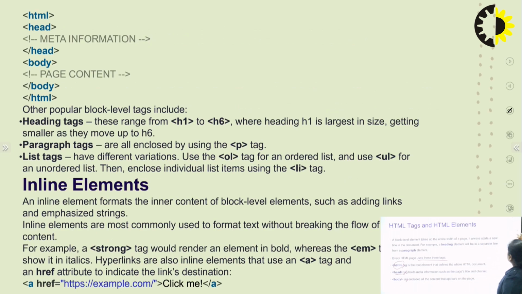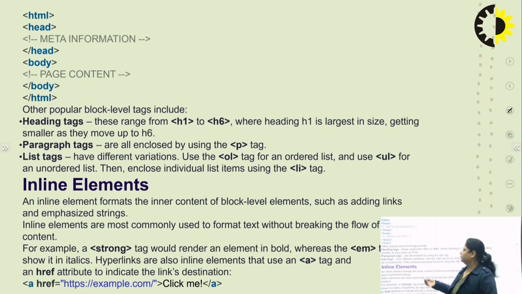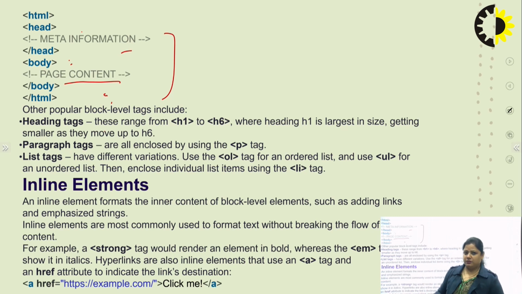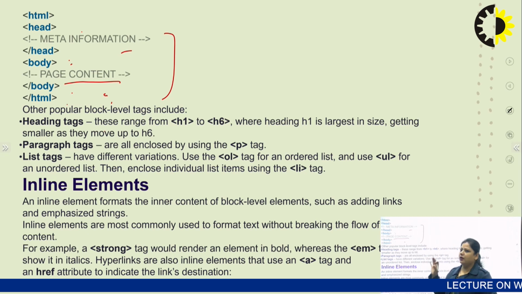Next, this is also one example of HTML. First of all, we need to write the HTML tag. Next is head. In head, meta information, close the head tag. And body, in body, page content, whatever we need, like page background, HTML forms, CSS coding, cascading style sheets, whatever we require, and close the body tag. And next is the HTML tag, close the HTML tag. So this is a very basic program of any HTML page.